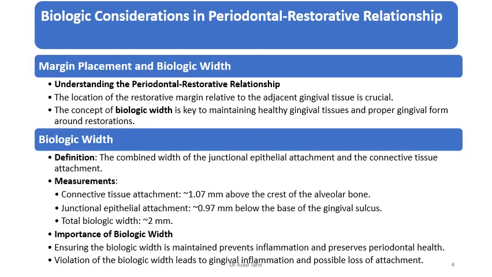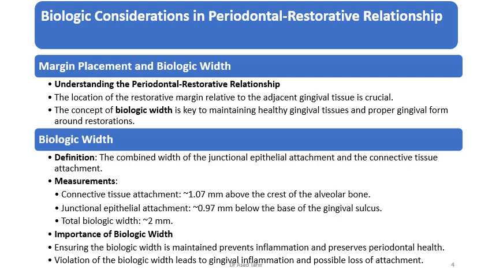Biologic considerations in periodontal restorative relationship. Margin placement and biologic width. Understanding the periodontal restorative relationship. The location of the restorative margin relative to the adjacent gingival tissue is crucial. The concept of biologic width is key to maintain healthy gingival tissues and proper gingival form around restorations.